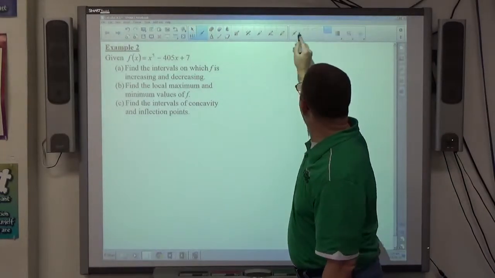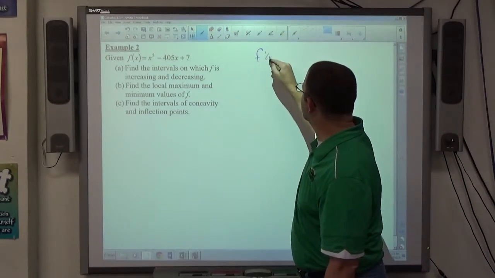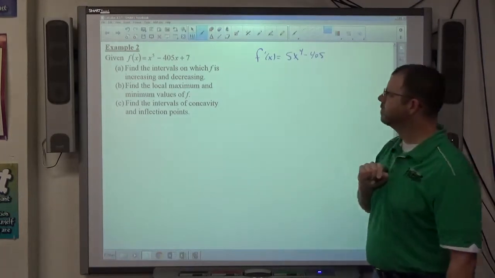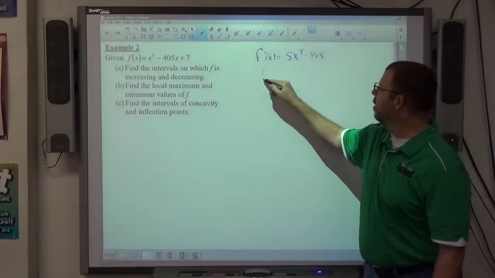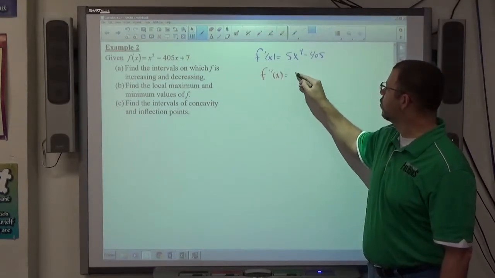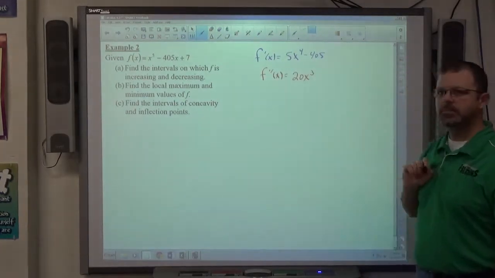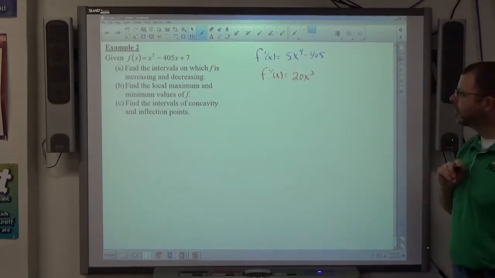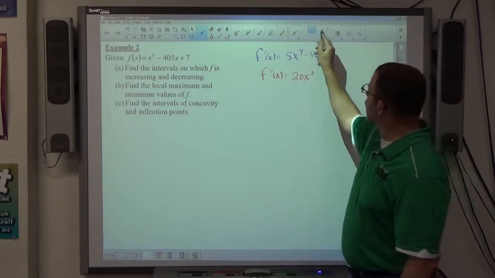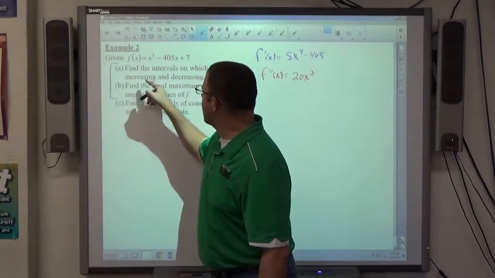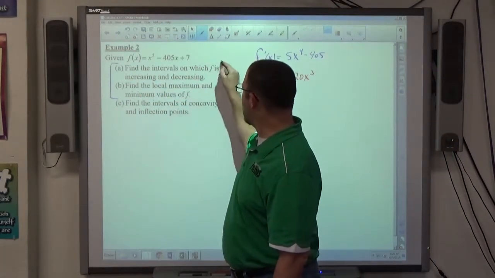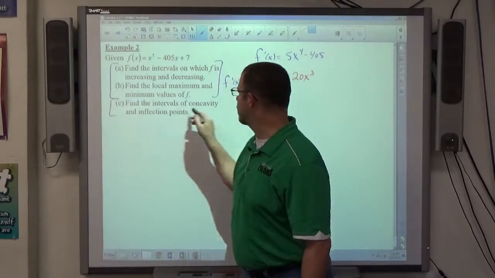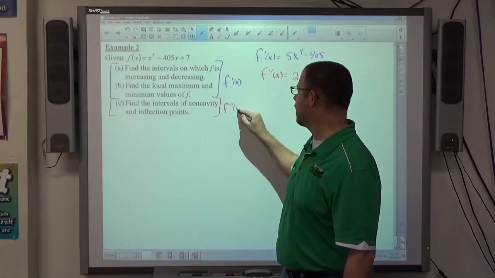But first off, I'm going to find the first derivative, f prime of x, which is going to be 5x to the fourth minus 405. And the second derivative, f double prime of x, is going to be 20x to the third plus 0, right? Constant, so we get 0. And the first parts, A and B, are asking me about increasing, decreasing, maximums, minimums. That's all first derivative information. And the last question here, C, is asking me second derivative information.